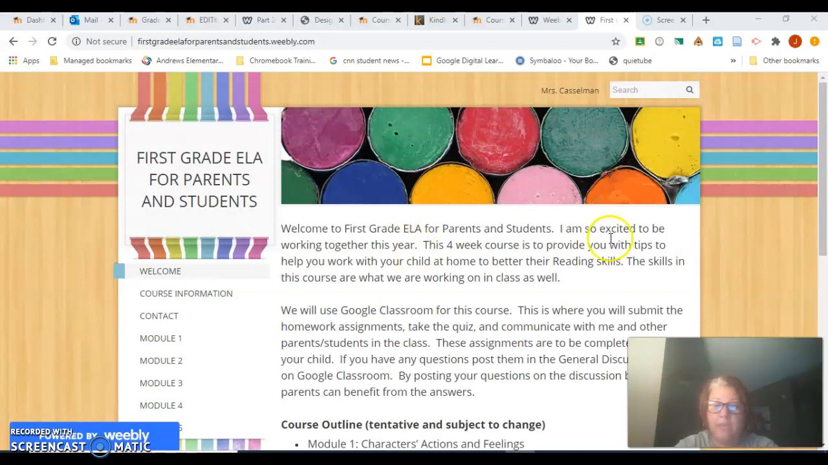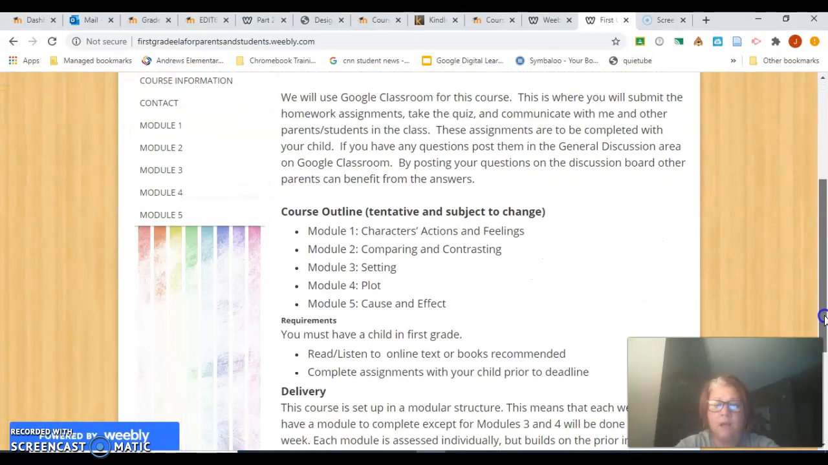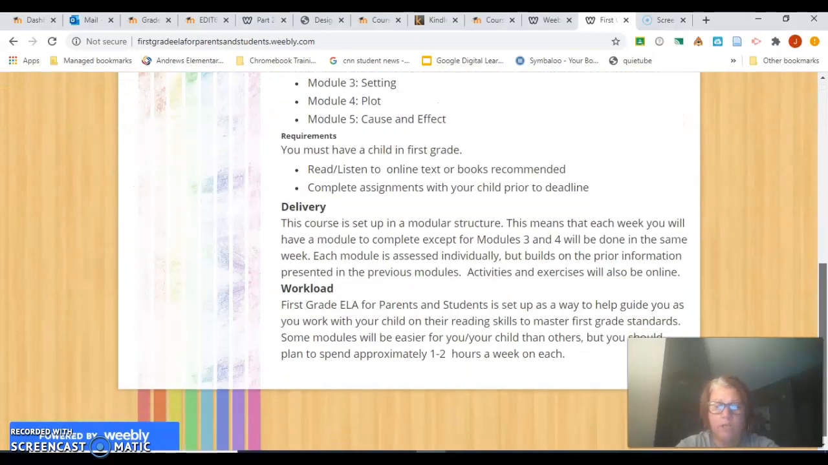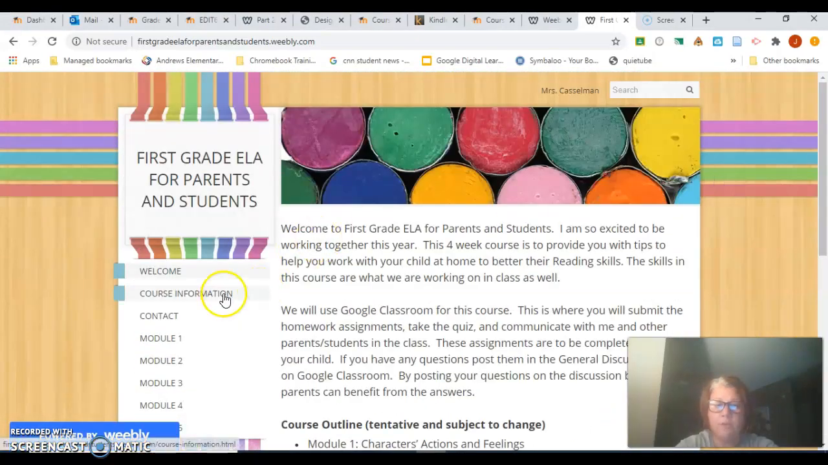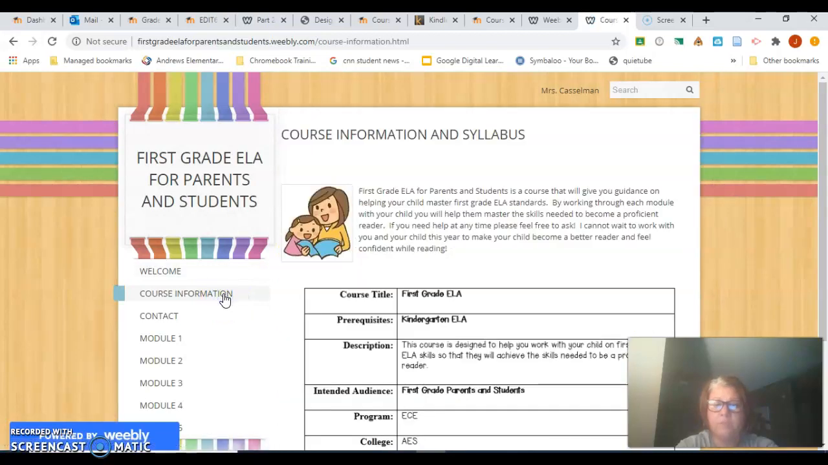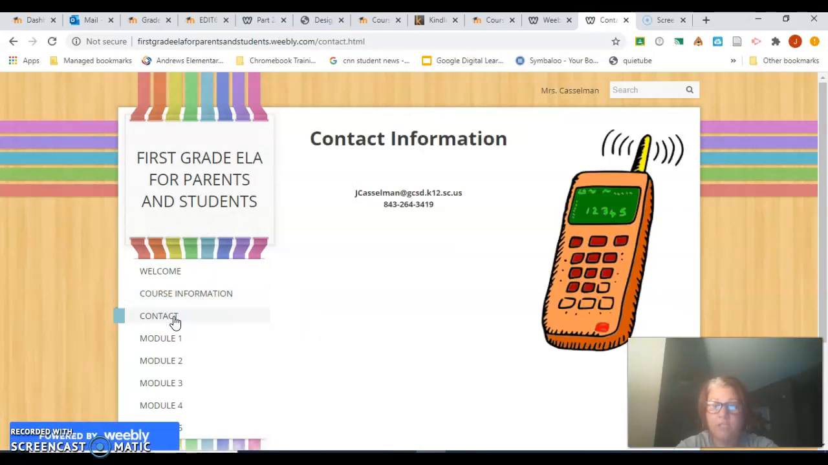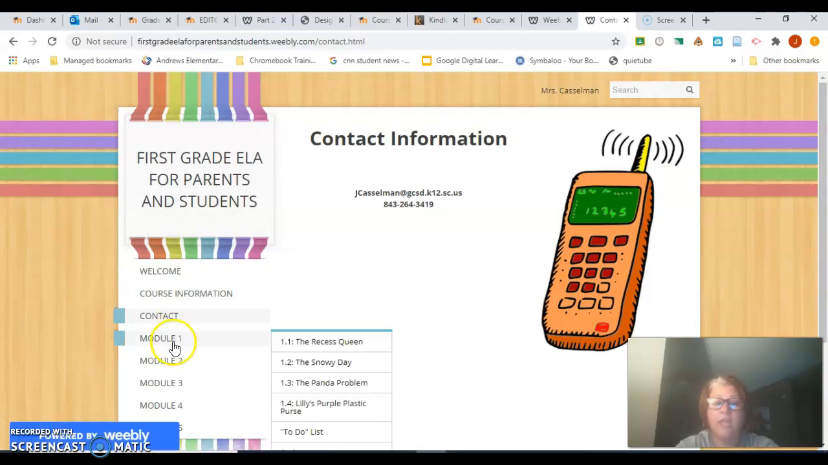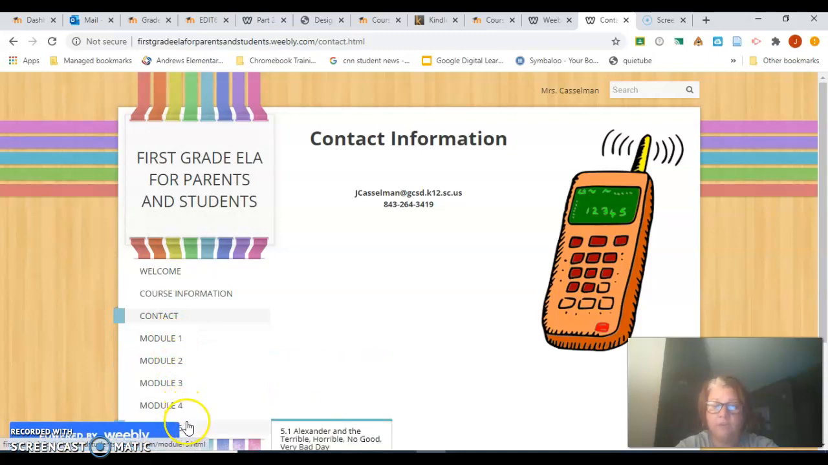On this first page you have a welcome page with the course outline and the delivery method, the workload. Then you have the course information, which gives a brief description of the course and provides the syllabus. Then you have the contact information in case parents or students need to contact the instructor. And then you have the 5 different modules.